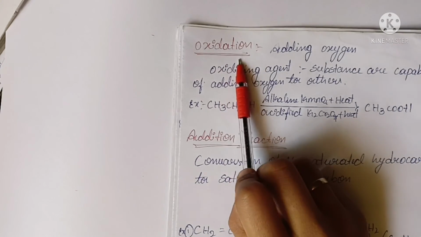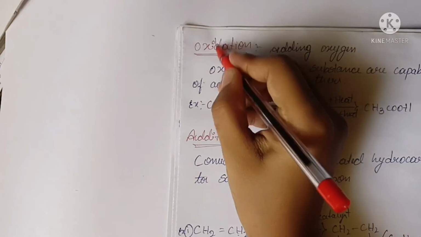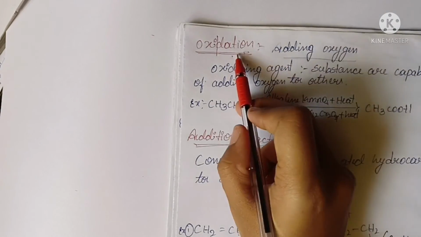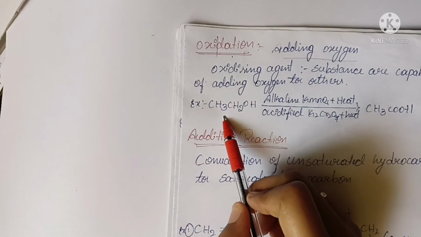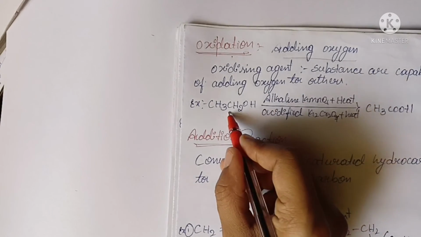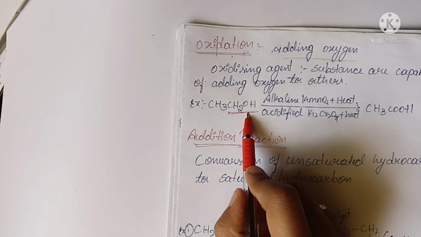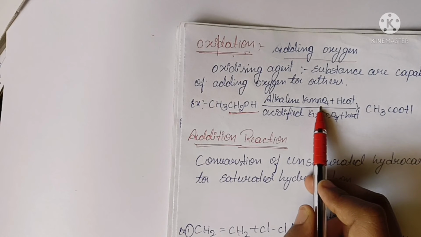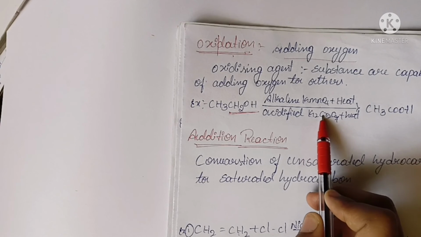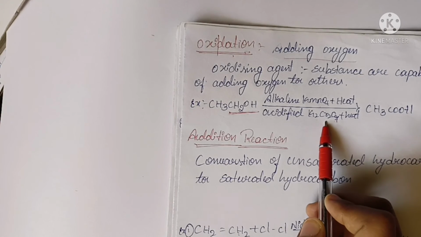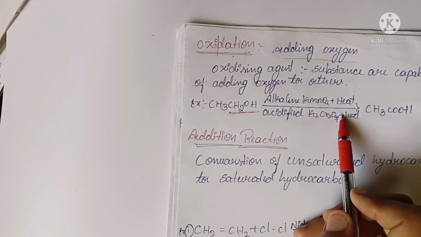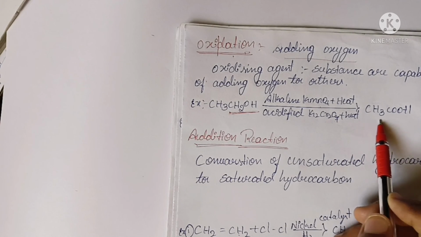Next one is oxidation. The name itself says that adding oxygen is called oxidation. Here we have one example: when ethanol is reacted with alkaline KMnO4, alkaline KMnO4 meaning potassium permanganate, or acidified K2Cr2O7, meaning acidified potassium dichromate, along with heat, we get carboxylic acid.